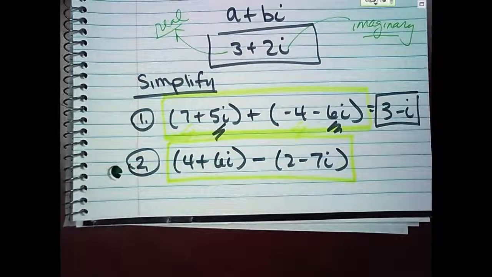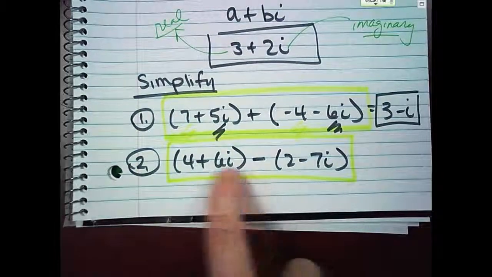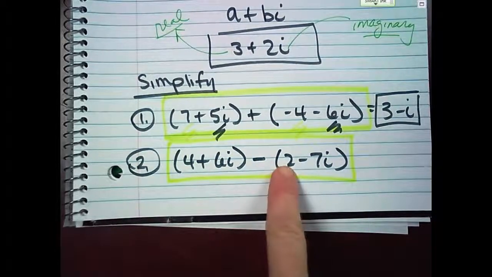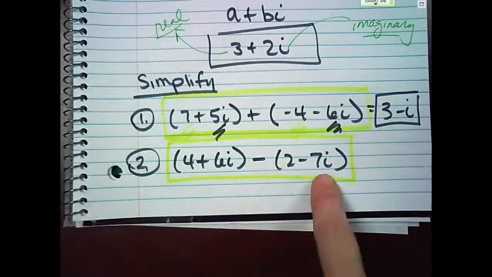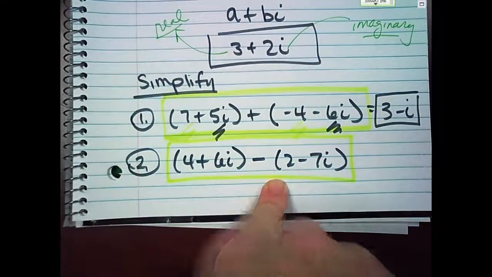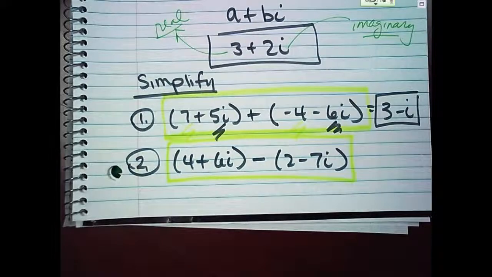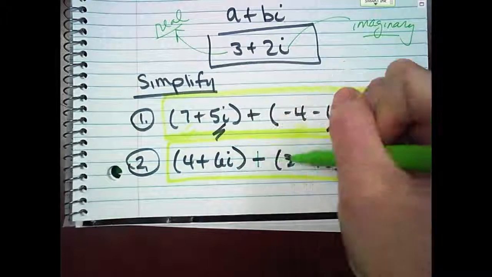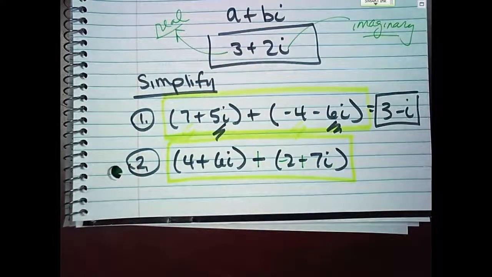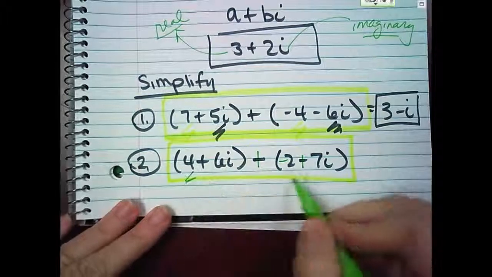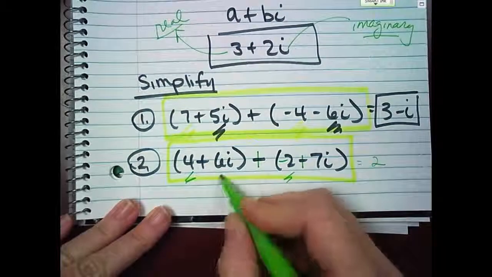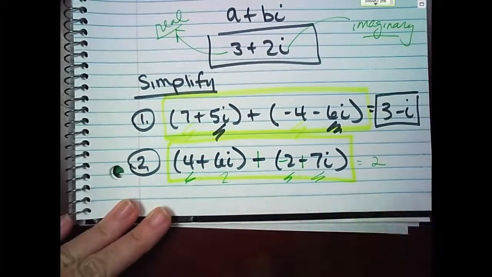The negative, right? Kids will do 4 minus 2 and they'll be fine, but when they move over to the second part, they forget that it was a subtraction. Okay? So if you want to make sure you don't mess up, distribute right away, then you don't have to worry anymore. So then, you're going to take your real part first. 4 and -2 makes 2, and 6i and 7i make 13i.